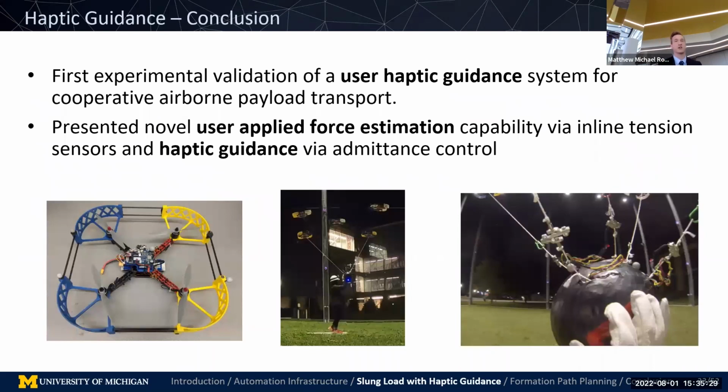And so in conclusion for this work, this was the very first experimental validation of this kind of system. We're the first people to be crazy enough to do it. It's a user haptic guidance system where you can actually push on the payload so it goes in the direction you want it to go. And we were able to achieve this by having novel user-applied force estimation capabilities using inline tension sensors and haptic guidance with admittance control.